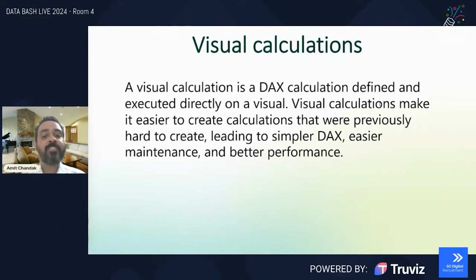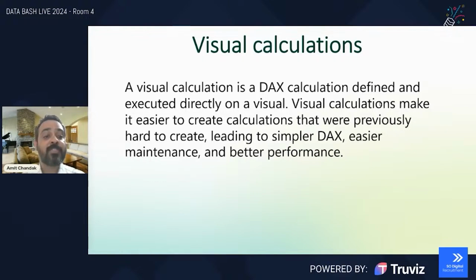A visual calculation is a DAX calculation defined to execute directly on the visual. So this is different from your measures or calculated columns, one of which is calculated at the start of the loading, and one which is calculated at runtime. Visual calculations are done at the visual level, so they are very specific to the visual. Beyond that visual, they don't have a scope. So you will not be aware of a visual calculation outside the visual.